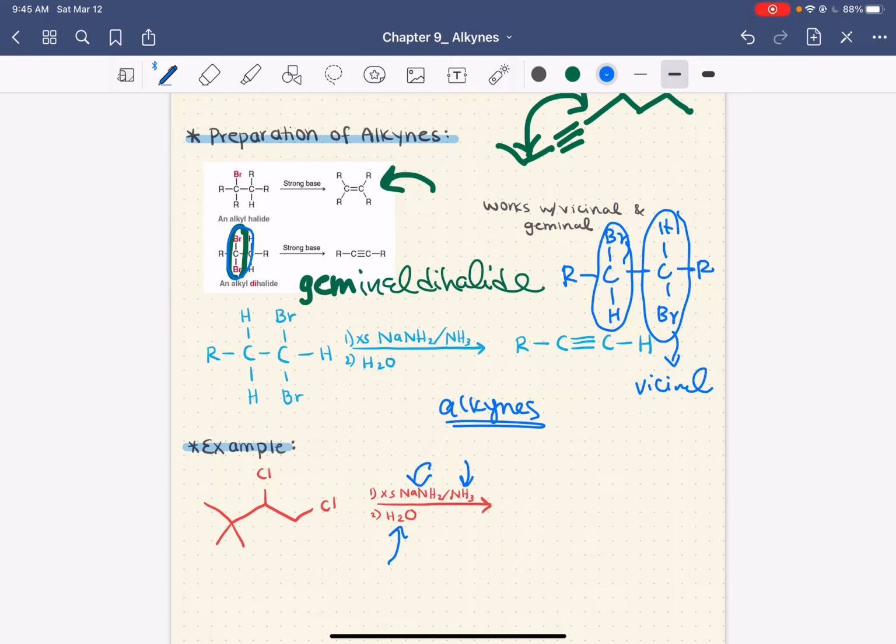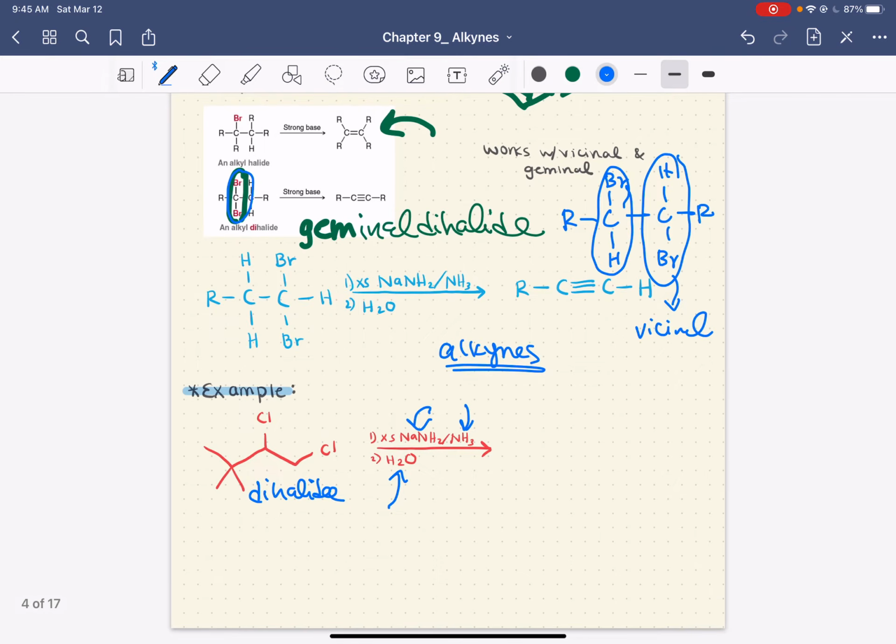Then treated with water. Let me repeat that. The reagents you need besides just dihalides is sodium amide dissolved in liquid ammonia and then water. What's going to happen is this process is going to occur via two elimination reactions to take the dihalide to a triple bond, to take it to an alkyne. All right, so let's go ahead and do this example problem here together to see this in play.